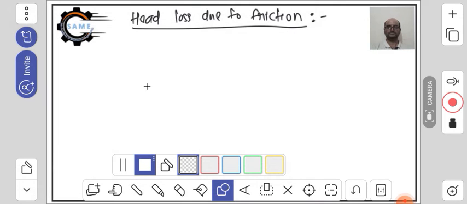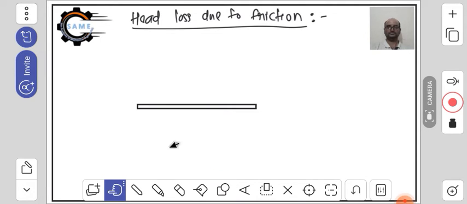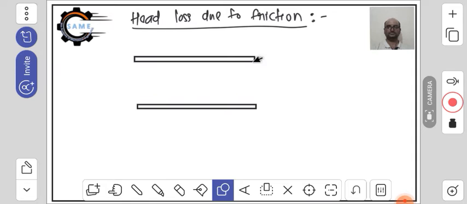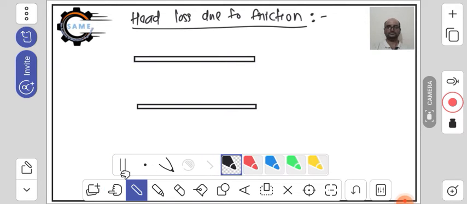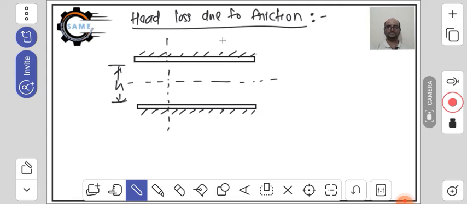Suppose this is a plate. This is the flow between these two plates, and both plates are fixed. The height between them is h, and this is the center line. Suppose this is section number one and this is section two. If I consider between the two sections and apply Bernoulli's equation between point one and point two, what will I get?